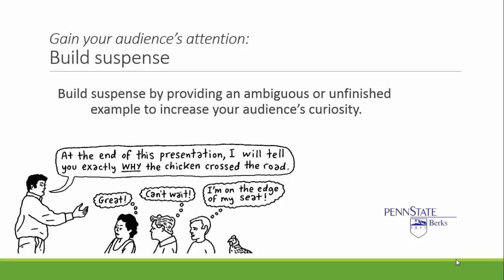The third method to get attention is by building suspense. By building suspense, you are providing an ambiguous or an unfinished example to increase your audience's curiosity. It is also important that with building suspense that you make sure that you relieve that suspense later on in the speech.